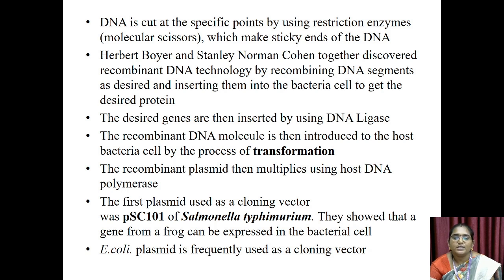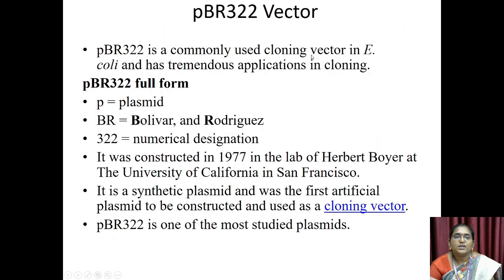E. coli plasmid is frequently used as a cloning vector. First one is pBR322 vector. So pBR322 is a commonly used cloning vector in E. coli and has tremendous applications in cloning. What is the full form of pBR322? P represents plasmid. BR is Bolivar and Rodriguez. 322 is a numerical designation.